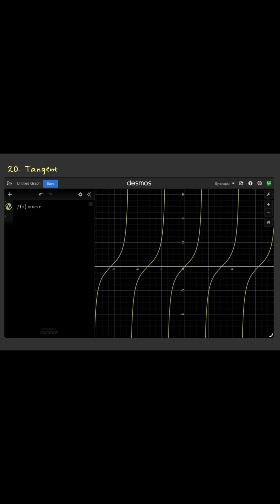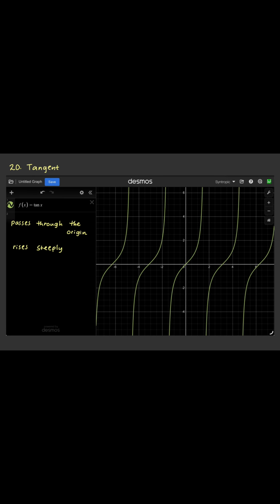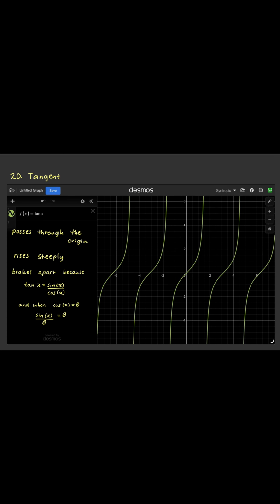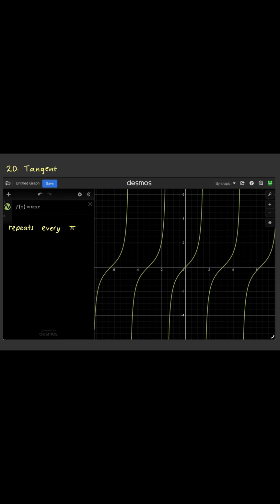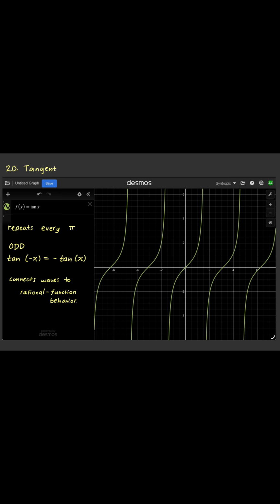Lastly, the tangent function. This graph passes through the origin, rises steeply, and breaks apart. Because tan x equals sine x over cosine x, when cosine of x is equal to 0, you're dividing by 0, which creates those breaks on the graph. This graph repeats every pi and is odd since tan of negative x equals negative tan of x, and the tangent wave connects waves to rational function behavior.